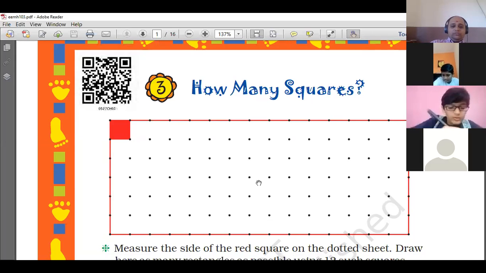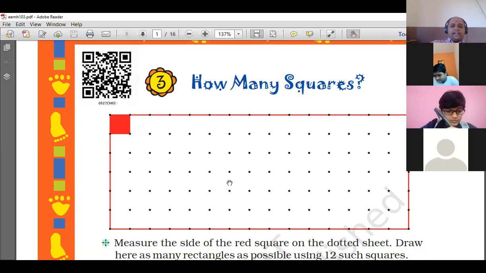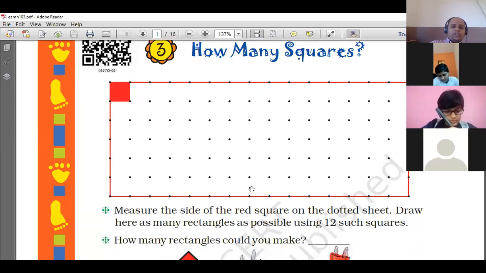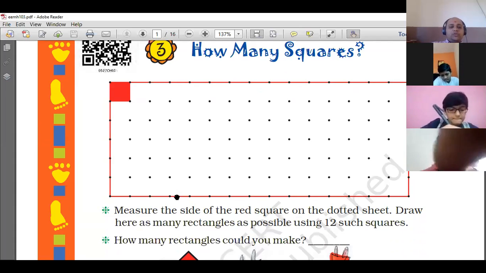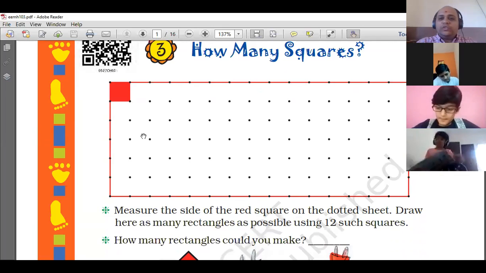Right? So, what are they talking about? Measure the side of the red square on the dotted sheet. Draw here as many rectangles as possible using 12 such squares. Now, what is this activity they are talking about? There is one square. Okay. You have to measure the side of this square. Can you do that for me?